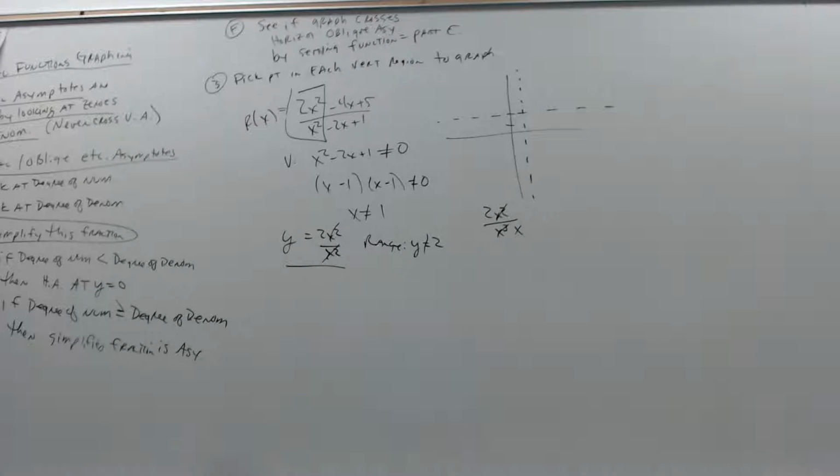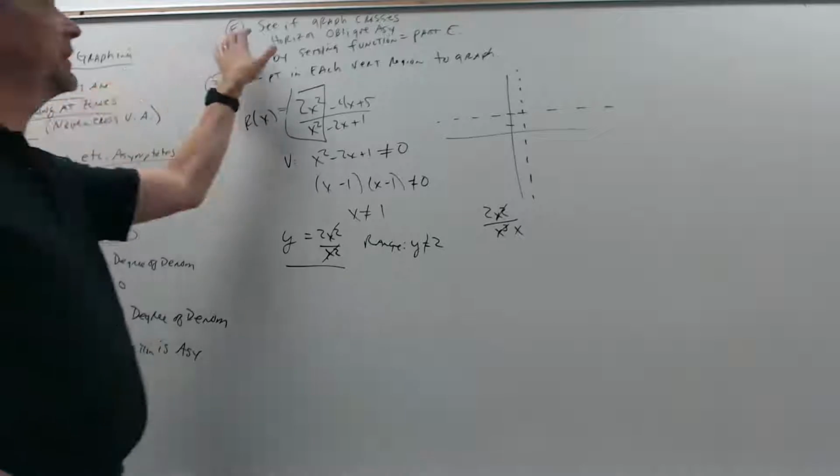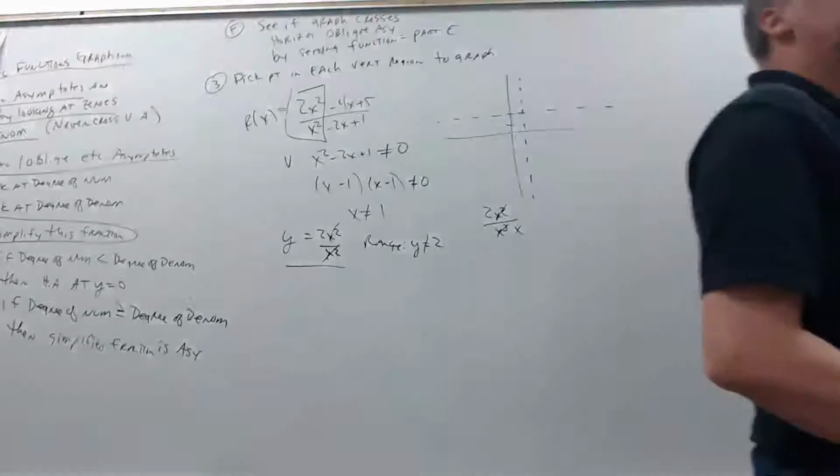So we're trying to figure out if it crosses. We're trying to figure out if it crosses the horizontal or the oblique asymptote.